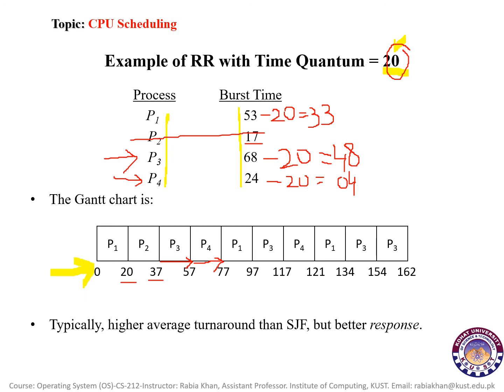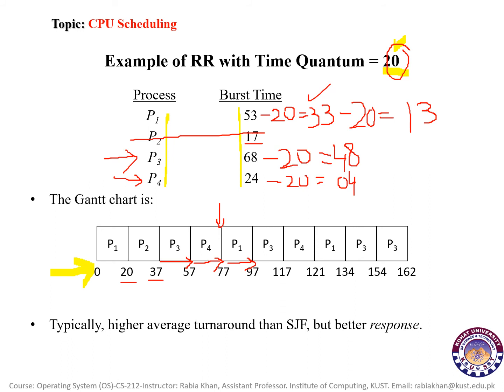Now again it's the turn of P1. Here you can see P1 is assigned CPU again. Now its CPU time is 33, but it is given CPU for again 20 milliseconds. 77 plus 20 is 97, and 20 milliseconds is reduced from its overall time. So its remaining time is then 13 milliseconds.